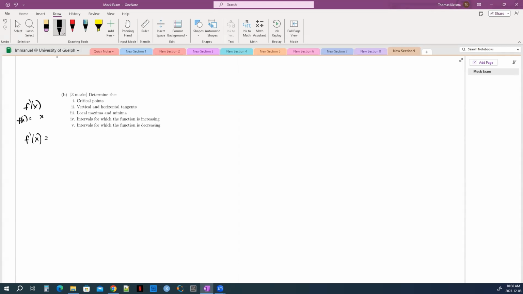We've got 4x to the 5 over 2 minus 5x to the 1 over 2. So this derivative gives us 20x to the 3 halves minus 5 over 2 x to the minus 1 half.